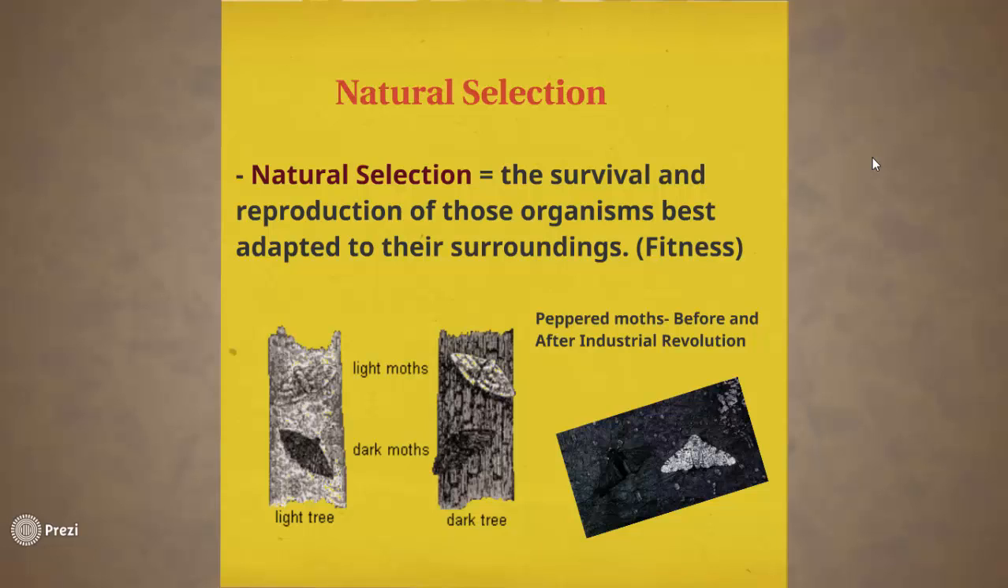A common example is the peppered moths before and after the Industrial Revolution. The Industrial Revolution produced a lot of smoke, a lot of smog, a lot of tar, and basically painted everything black with soot. If I were a dark moth, I am camouflaged in the soot and things cannot eat me. If I am a light moth, I cannot camouflage in the soot and I stand out like a sore thumb and I'm going to get eaten a lot. So over time, the population of light moths dwindled and the population of dark moths increased.